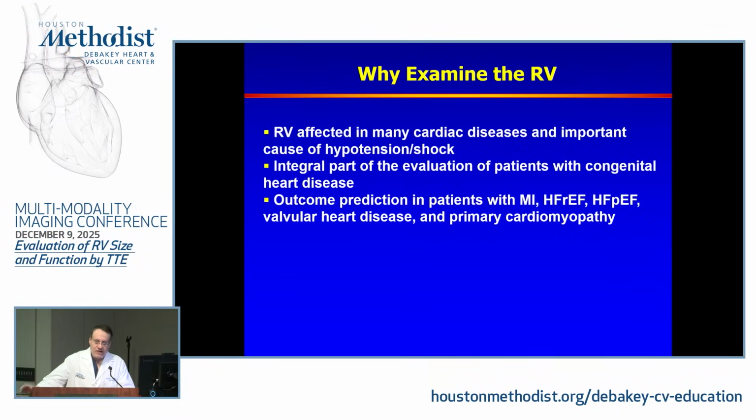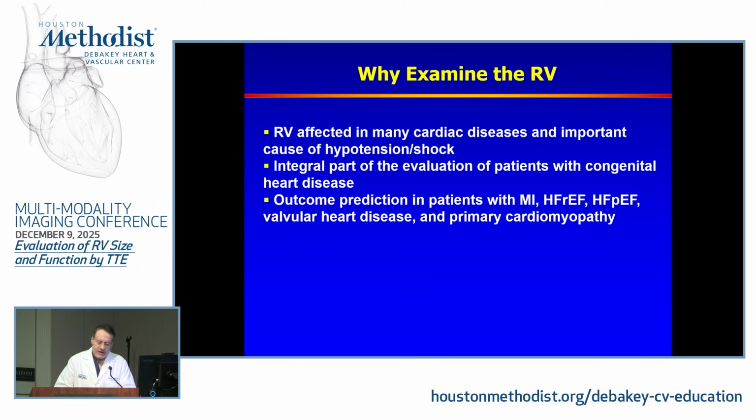So, right ventricular function is affected in many cardiac diseases and is an important cause for hypotension and shock. It plays a very critical role in patients with congenital heart disease, and many of these diseases involve changes in the RV structure, function, and orientation, so it becomes important. It has a particular role, if you would, in adult congenital heart disease.